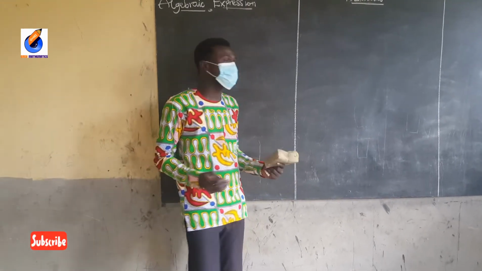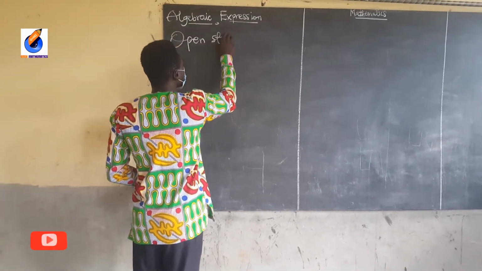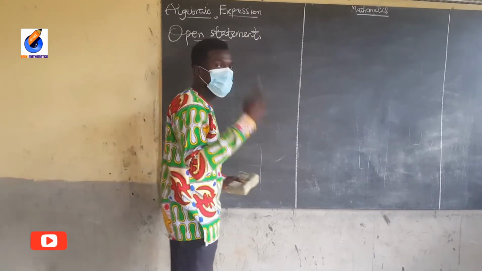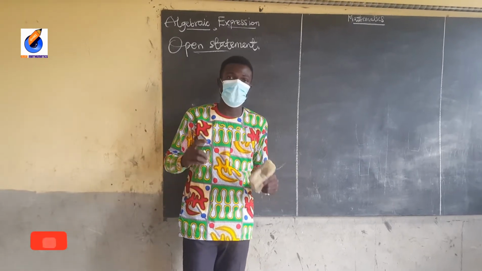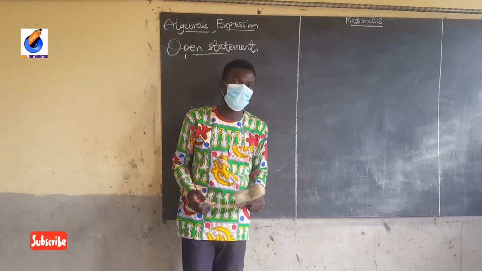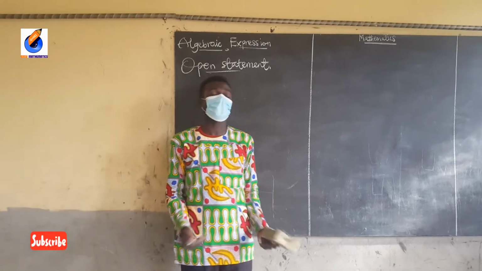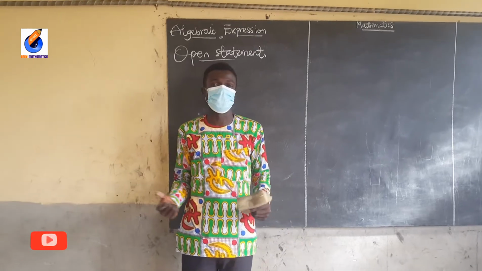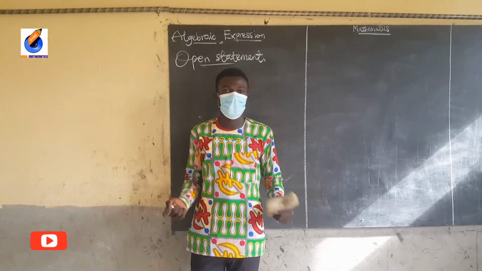An open statement is a statement that is having one or more variables. So in terms of mathematics, 2x plus y is an open statement because we have a variable in it. But if the statement has been given in a sentence form, how can we therefore know that this statement is an open statement?